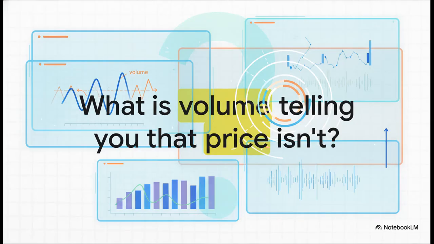It adds a crucial layer of context that you just don't get from price alone. So, the next time you're looking at a price chart, maybe ask yourself this simple question. What is the volume telling me that the price isn't? Tools like the Klinger Oscillator are designed to help you find that answer, giving you a much deeper and more nuanced way to understand the market.